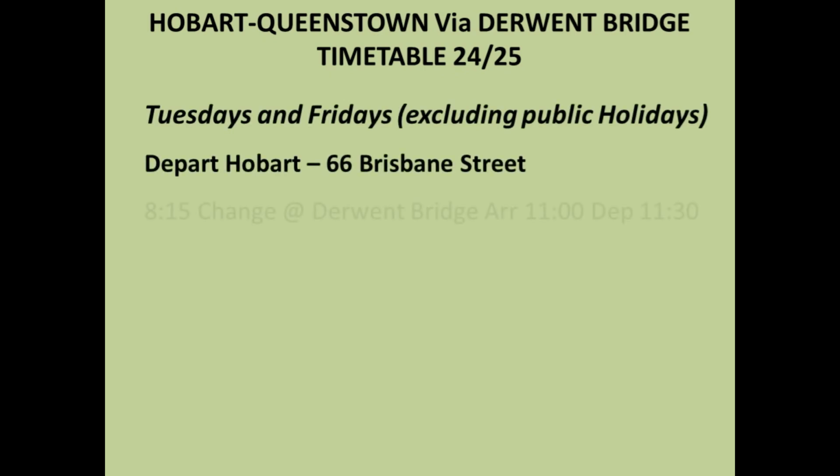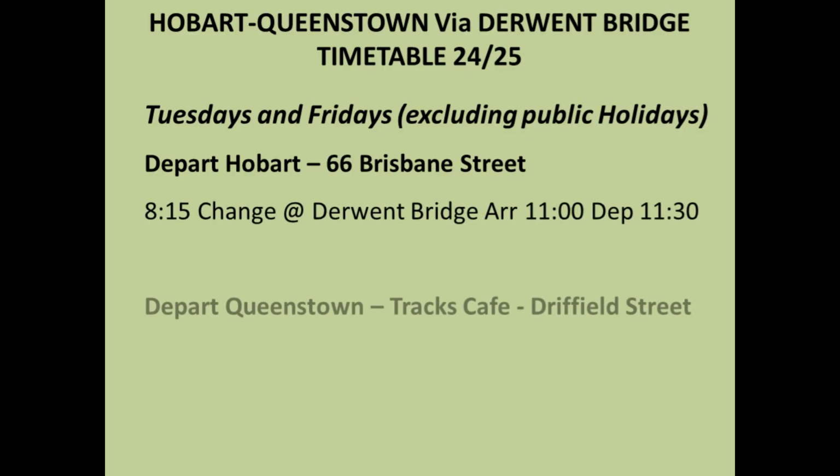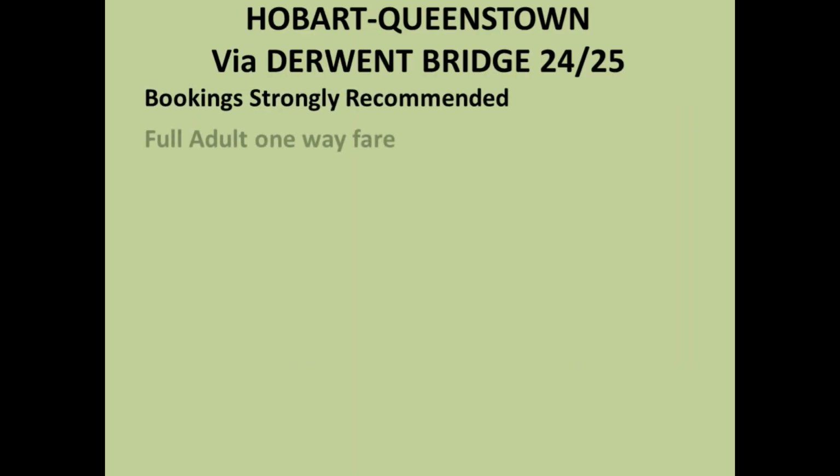Okay, let's talk about the timetable. Tuesdays and Fridays, excluding public holidays. It doesn't run on public holidays. Good Friday, I would assume. Leaves Hobart at 66 Brisbane Street at 8:15 on those 2 days, and you've got to change at Derwent Bridge. It arrives there about 11. You've got about half an hour to change. That's good enough time to have a coffee and something to eat, which is very nice. Depart Queenstown the other way at 9:15. Again, you've got half an hour to change at Derwent Bridge if you're going to Hobart.